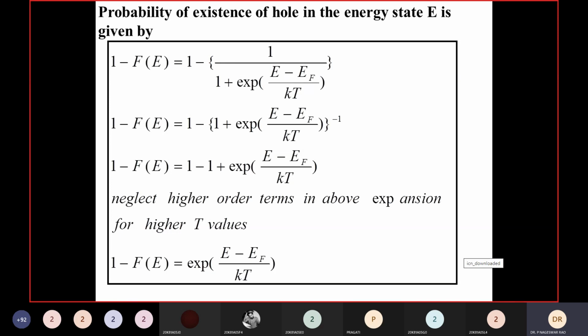So simply, instead of the total value we write 1 minus x. If you multiply the minus inside, minus 1 plus x, where x is this total value, then neglecting the higher terms, the 1 gets cancelled, and 1 minus f of e is equal to exponential of e minus ef by kt. Did you understand how we are writing 1 minus f of e? Students, is there any doubt on this?